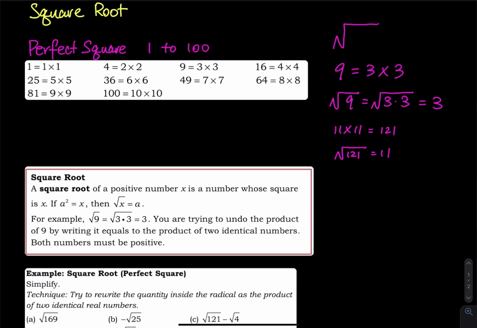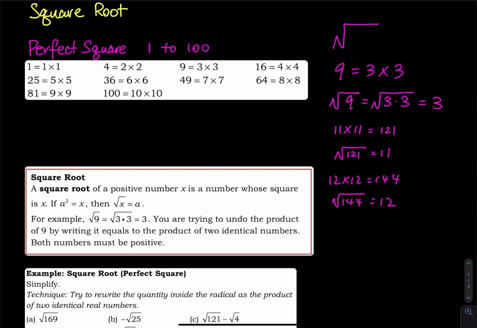And then we can say 12 times 12. 12 times 12 is equal to 144. Then the square root of 144 is equal to 12. So basically, for the perfect square, you are multiplying two numbers together, right? So when you see a square root, you are trying to undo the process of multiplying two numbers.